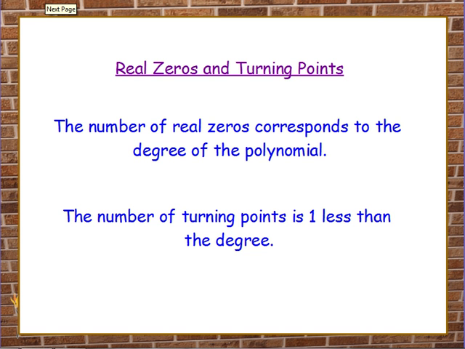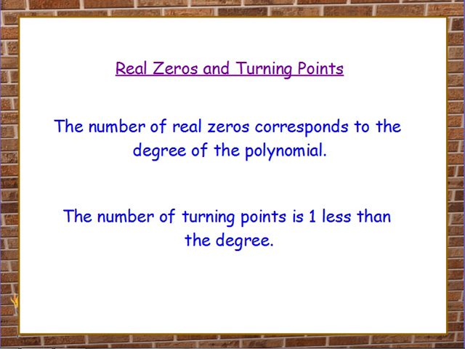Okay, let's talk about real zeros and turning points, okay? We already kind of know what zeros are, right? What are zeros? My x-intercepts, right? Which coincide with my degree. My degree will tell me how many x-intercepts or how many zeros I could have. The number of real zeros corresponds to the degree of the polynomial. And the number of turning points is always one less than the degree.